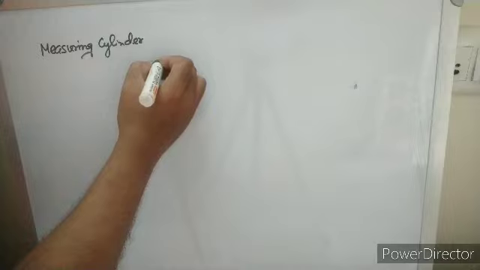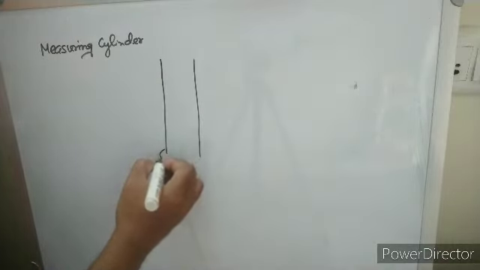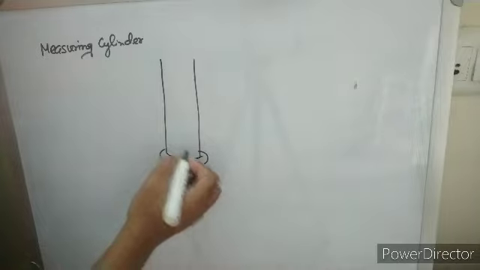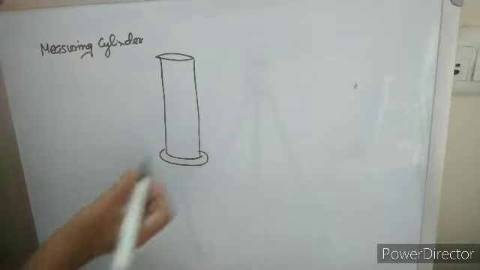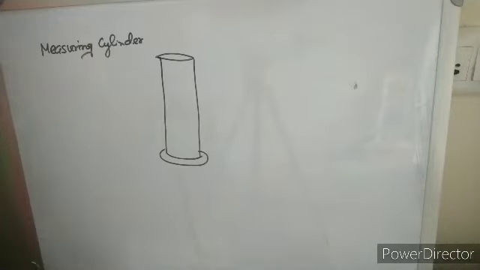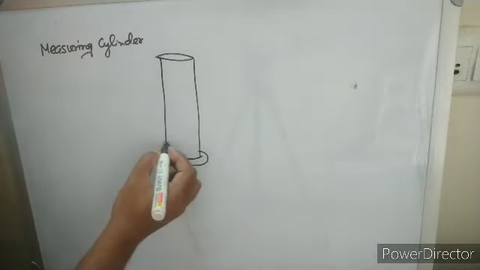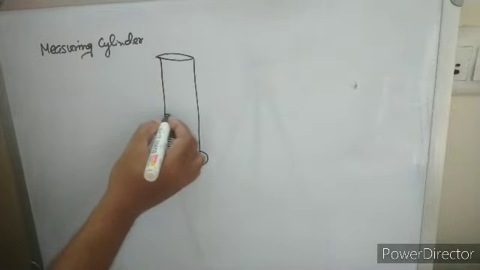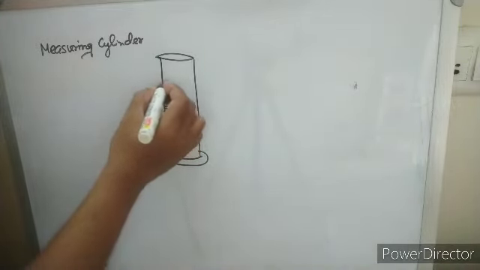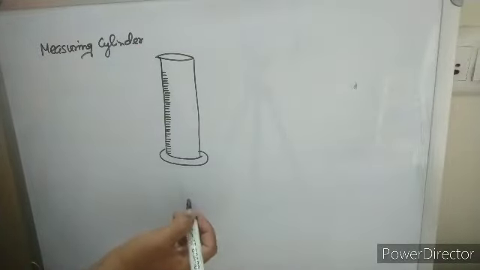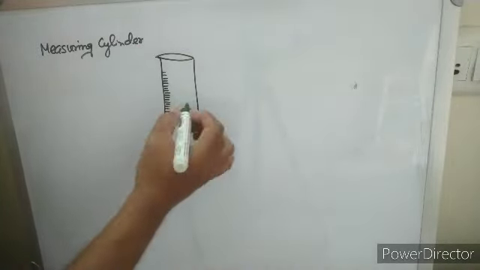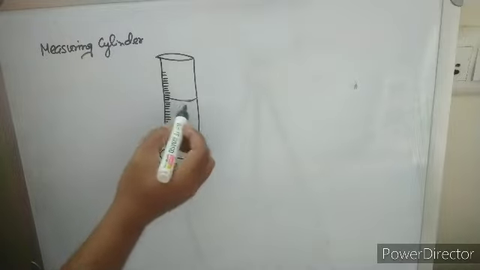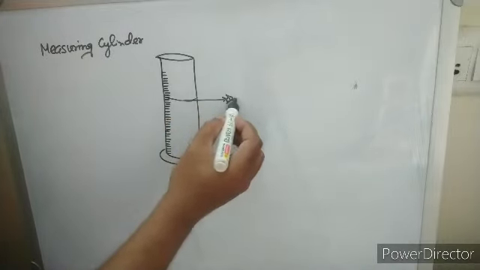Measuring cylinder, you know it, and through the measuring cylinder we measure the volume of any liquid. Okay, and there are calibrations, some scales like that. If you are pouring liquid inside that cylinder, if it is water, then the surface will show like that, and you have to take the reading at that position.